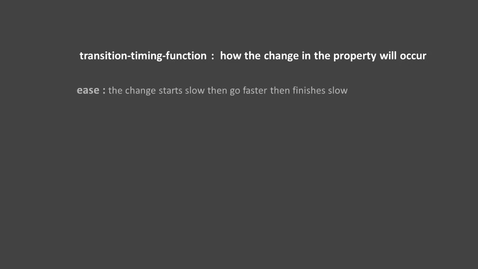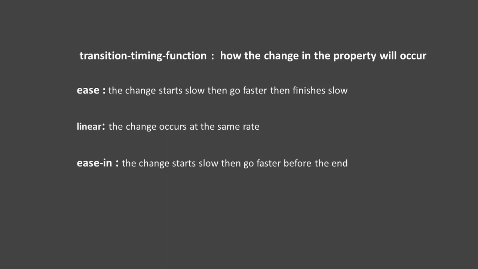First, ease, which is applied by default if you don't use the transition timing function. What it does is it makes the change start slow, then go faster in the middle, and then slow down a bit before the end. Second, linear, in which the change will occur at the same rate from the beginning to the end throughout the transition duration. Third, ease in, in which the change starts slow and then speeds up before the end.